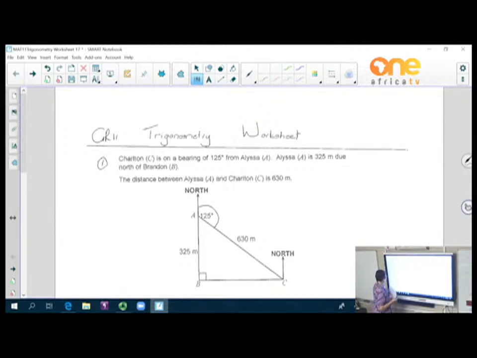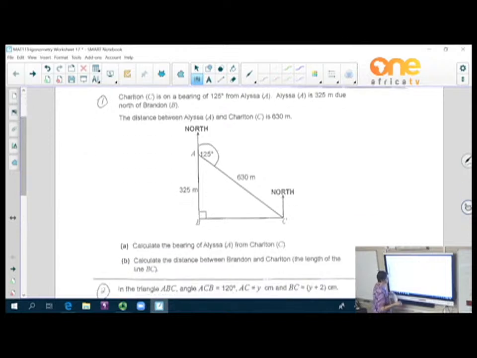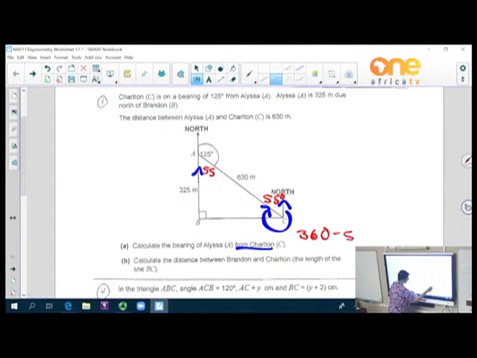So the question is now the bearing of Elisa from Charlton. And Elisa from Charlton is this. This is what we want to calculate. North clockwise from Charlton. Now, we're using the fact that these two lines are parallel lines. That's a very important step. Which means if this angle is 125, this angle here is going to be 55 degrees. So this is co-interior angles. You can also calculate this one to be 55 degrees, and then they are alternating. So to get that bearing, it is 360 minus the 55 degrees, and your final answer is 305 degrees. This is also a three-figure bearing.